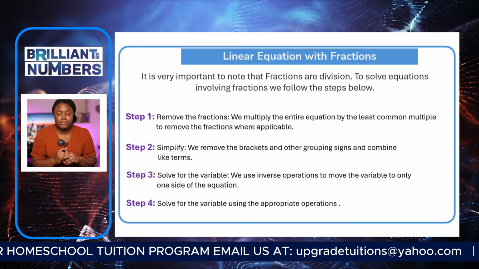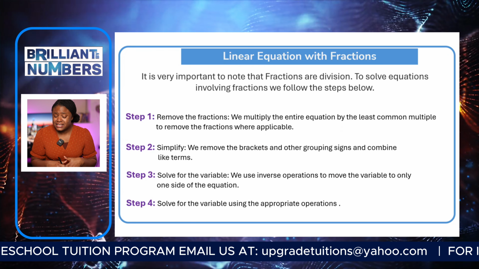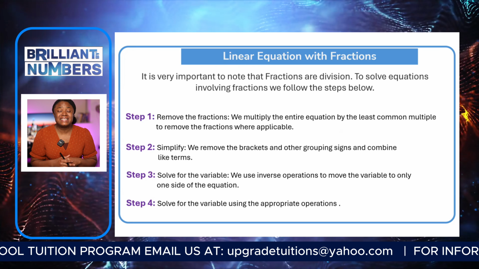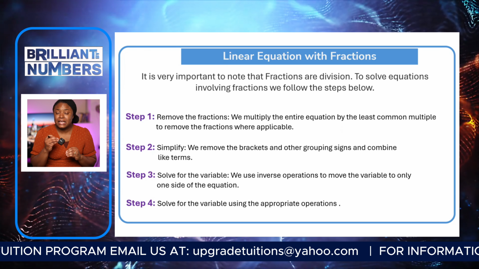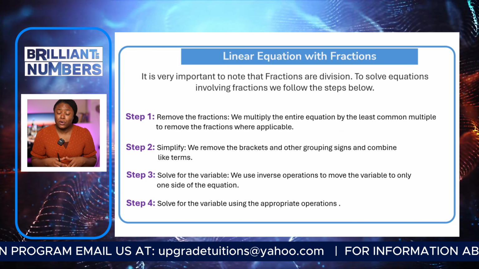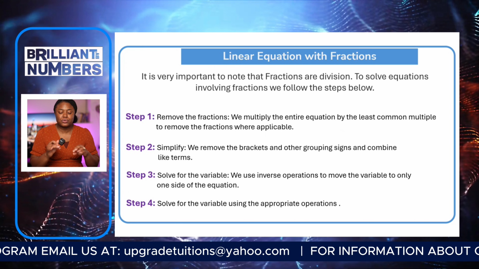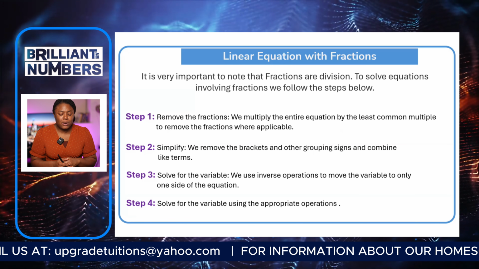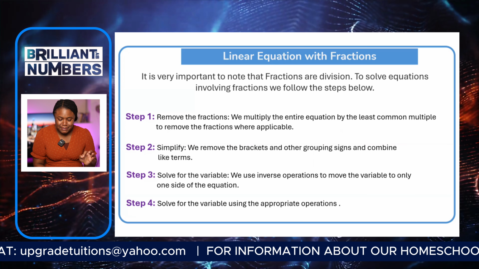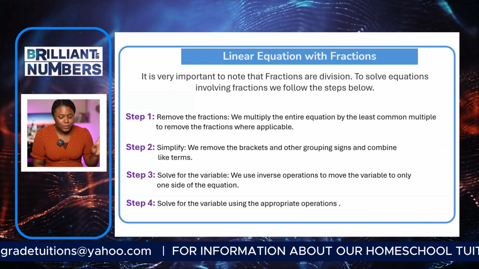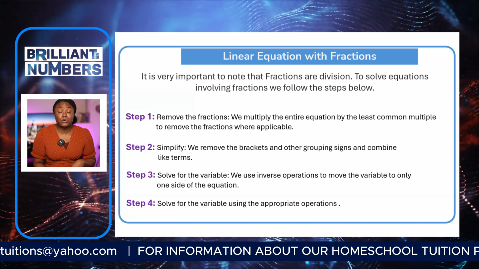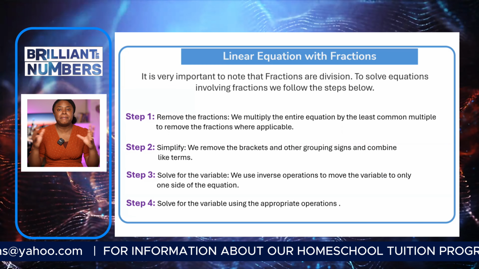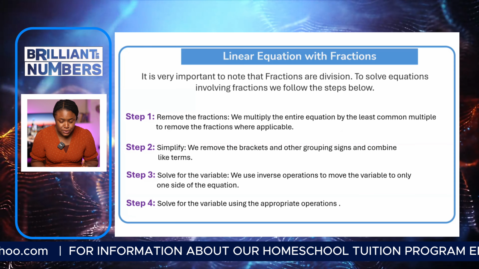First of all, we remove the fractions. This means we multiply the entire equation by the lowest common multiple, or we could say least common multiple, to remove the fractions where this is applicable. Now, the second step is to simplify. So to simplify, we remove all brackets and other grouping signs and combine our like terms.